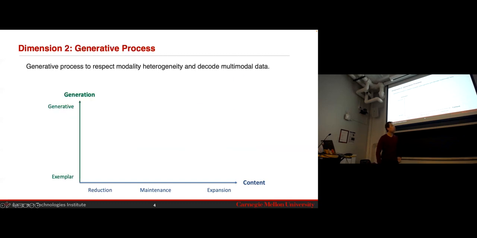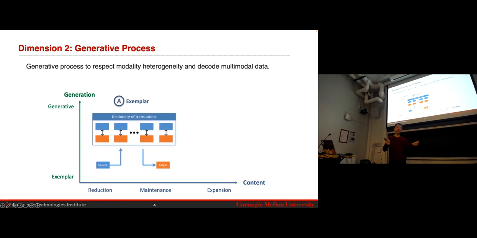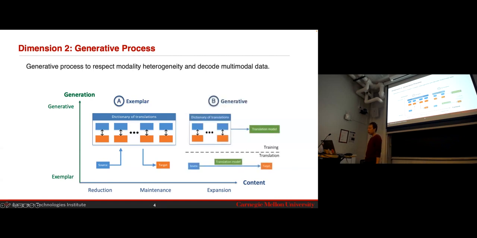The second dimension that we talked about was more on the generative process. The generative process tells us exactly how I'm generating my data. And one paradigm is more example-based. If I have a dictionary of translations, can I then retrieve from this dictionary and tell me how I should translate something new? These example-based methods are limited because it depends on how many pairs you have in your dictionary. So that's the limitation. But a good thing about them is that they won't hallucinate.